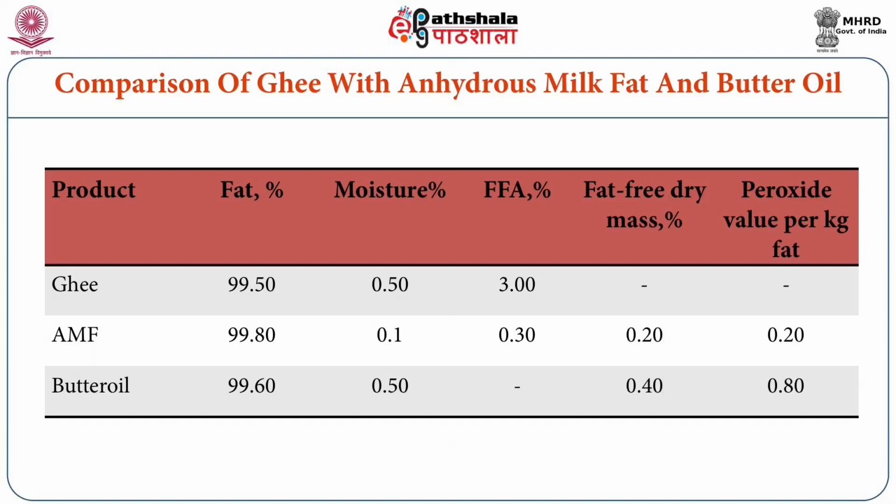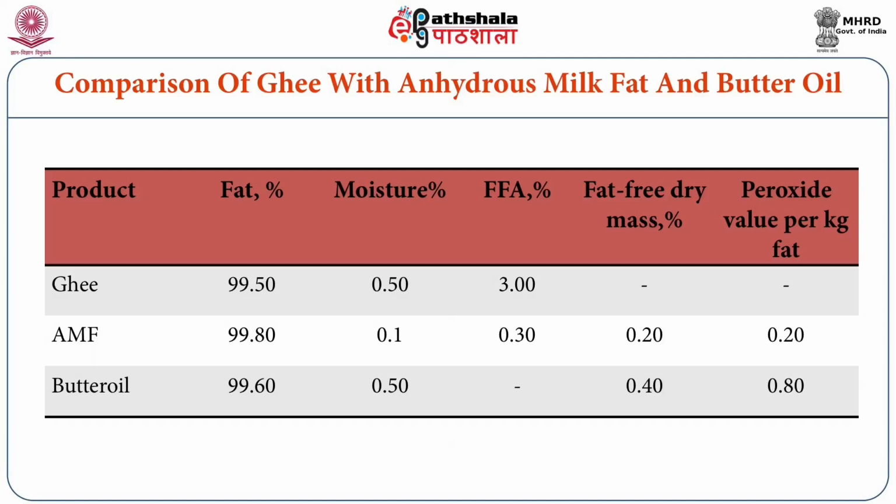The ghee as well as butter oil can have a maximum moisture of 0.5, whereas AMF, even Indian standard is there for FSSA, which specifies a maximum of 0.1% moisture. That means the moisture content in AMF is much lower than that in ghee.